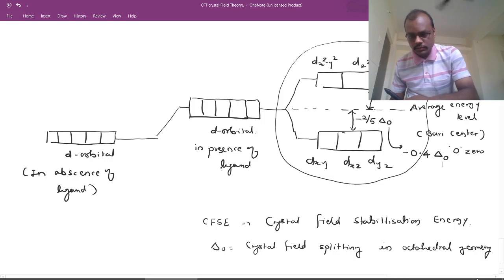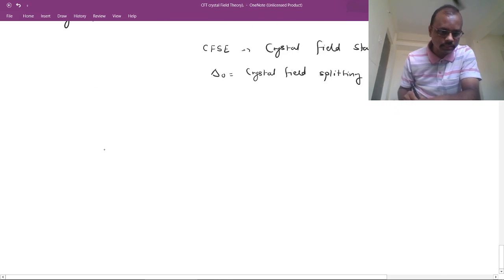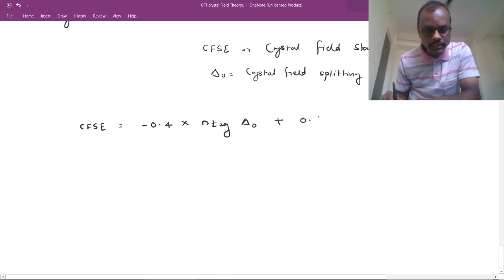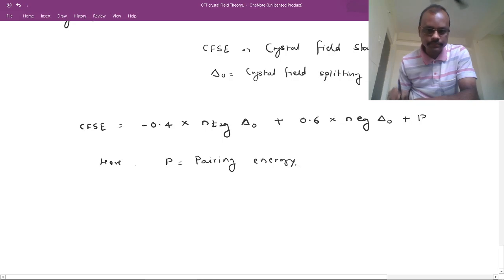So if we have to find out the crystal field stabilization energy of any complex, we can find it by using the formula: CFSE equals minus 0.4 into n(t2g) delta 0 plus 0.6 into n(eg) delta 0 plus P. Now here, P is called the pairing energy. Remember that here delta 0 is what?